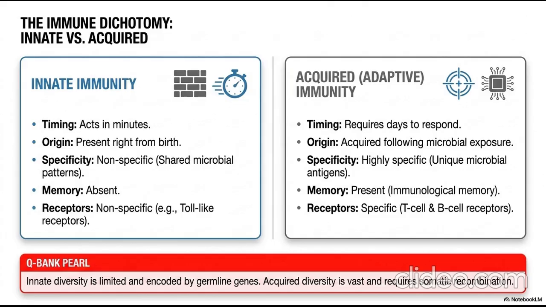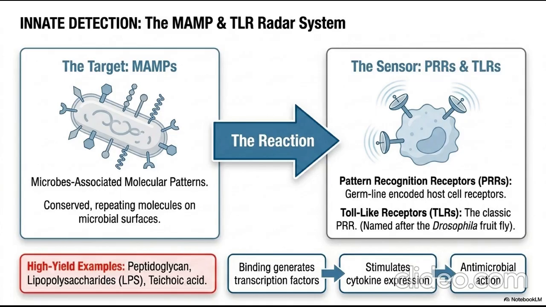Innate immunity acts within minutes, is present from birth, and is non-specific. It relies on non-specific receptors like toll-like receptors, TLRs, and has no memory. Acquired adaptive immunity takes days to respond and is highly specific to unique microbial antigens. It possesses immunological memory and uses specific T-cell and B-cell receptors. Q-bank Pearl. Innate diversity is limited and germline encoded, whereas acquired diversity is vast and requires somatic recombination.